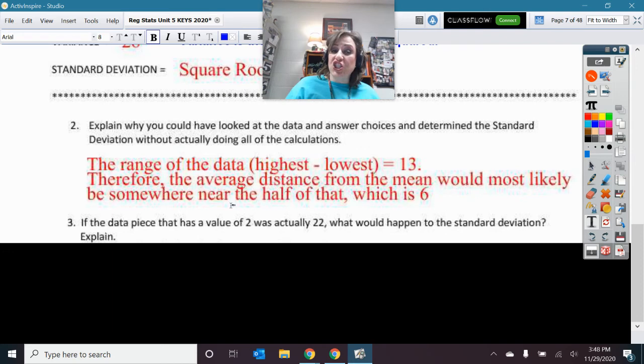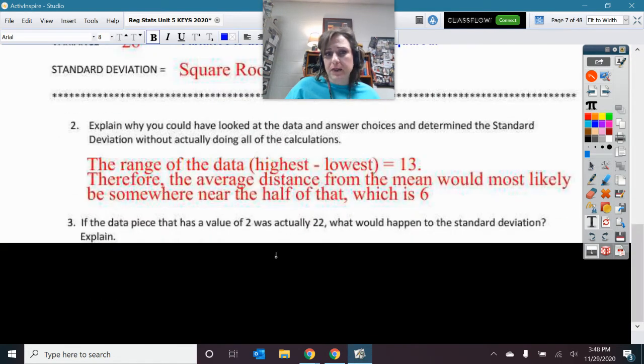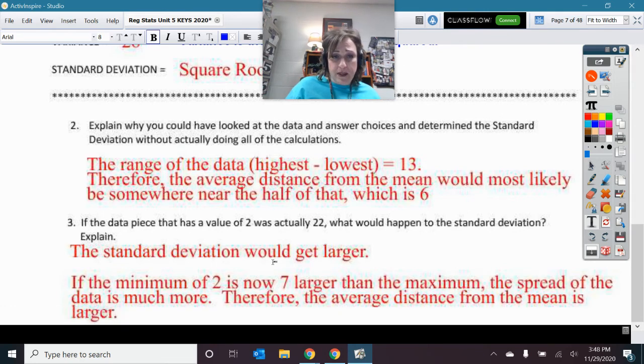If the data piece 2 was actually a 22, what would have happened to the standard deviation? Well, I can tell 22 is much different, much further away than all of the other pieces of data. So I would probably consider it an outlier. So that definitely is going to be changing the standard deviation, making the average distance from the mean much bigger. So the standard deviation gets larger.